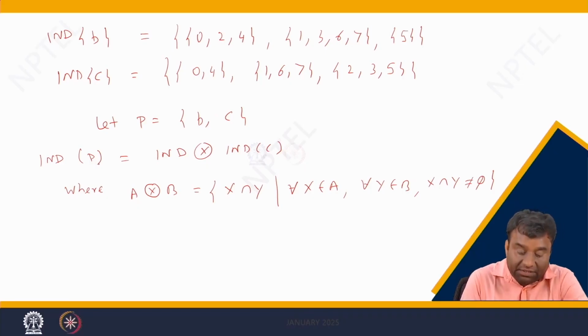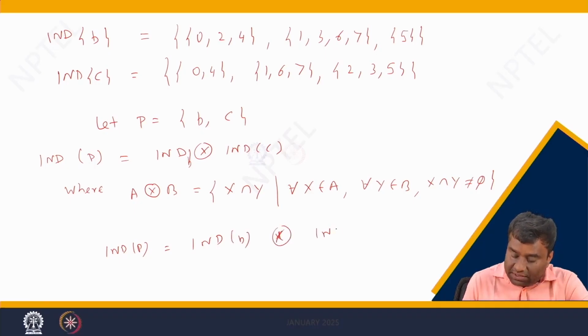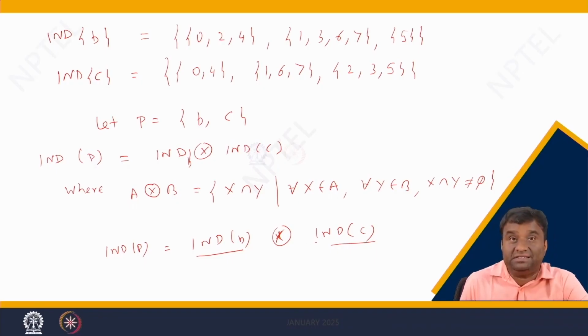Now how to find the indiscernibility relation of P with the help of these two indiscernibility relations of B and C. So here let P equal BC. The indiscernibility relation for P will be the indiscernibility relation of B, some operation with the indiscernibility relation of C. This operation is defined as A operation B is the set of X intersection Y for all X belongs to A, for all Y belongs to B, and X intersection Y is not the null set.